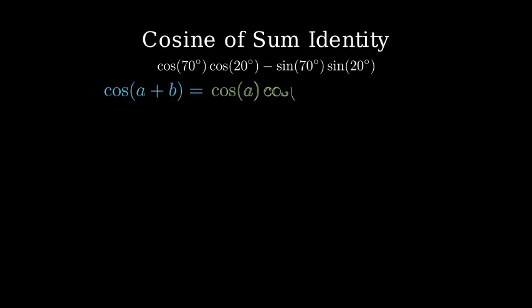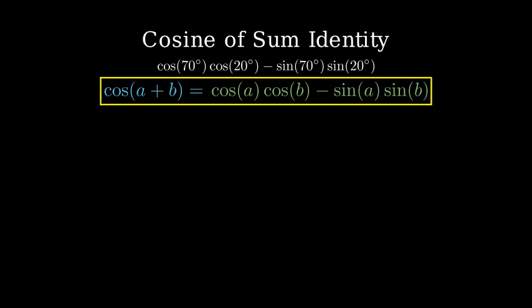Welcome. Today we'll solve a trigonometric expression using the cosine sum identity. Our problem is to calculate the exact value of cosine of 70 degrees times cosine of 20 degrees minus sine of 70 degrees times sine of 20 degrees. The key to solving this is recognizing that this expression matches the right side of the cosine sum identity.